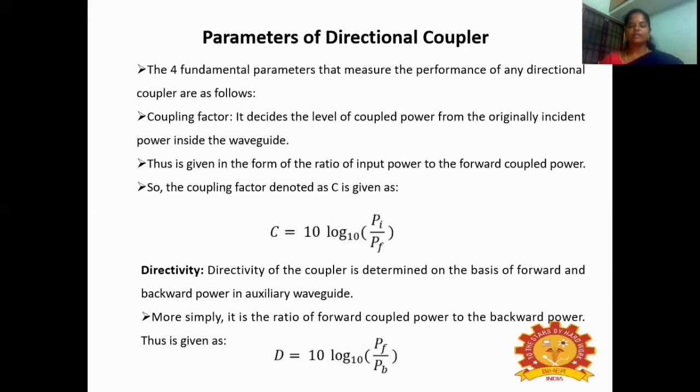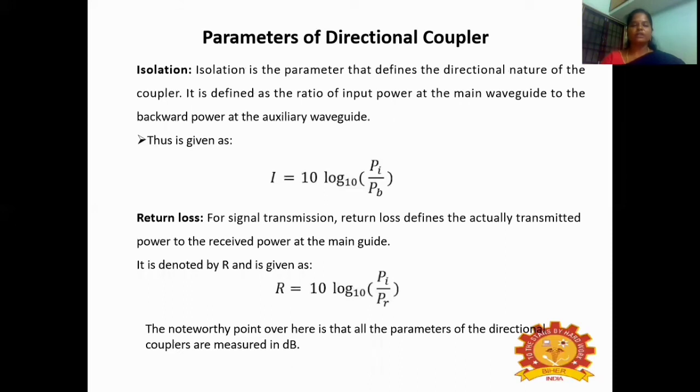Next we are going to discuss isolation. Isolation is defined as the ratio of input power at the main waveguide to the backward power at the auxiliary waveguide. It can be defined as I equals 10 log to the base 10 of Pi divided by Pb. The last parameter is return loss, which is defined as the ratio of transmitted power to the received power at the main waveguide.